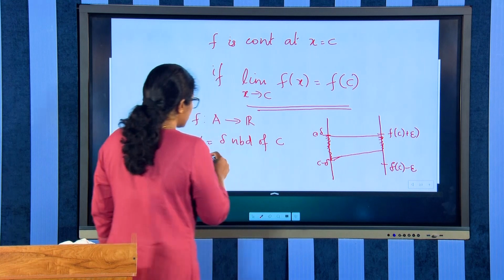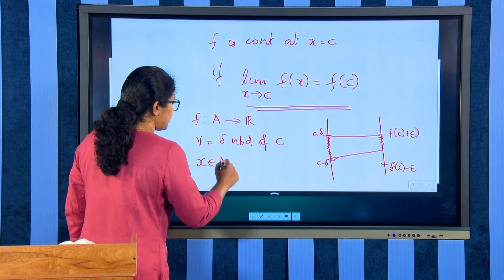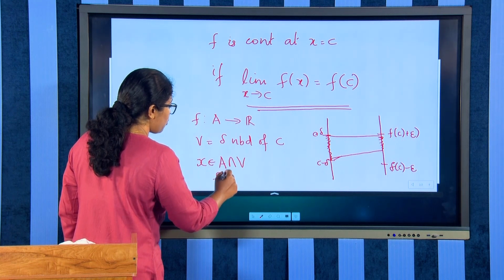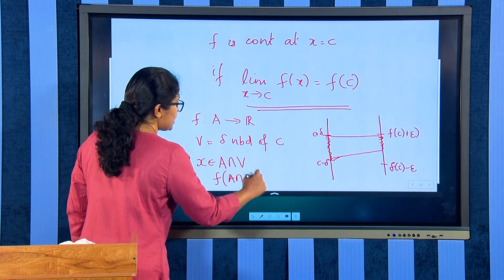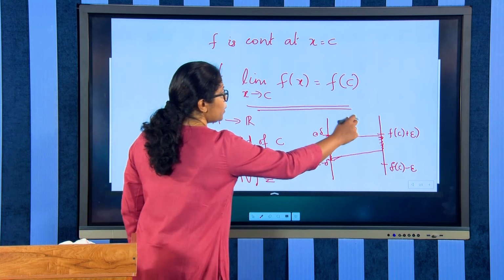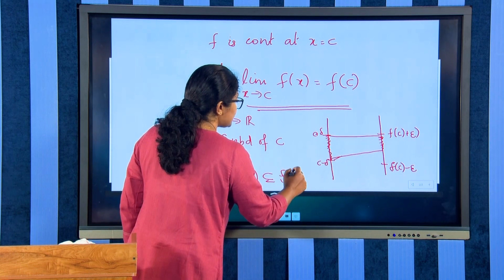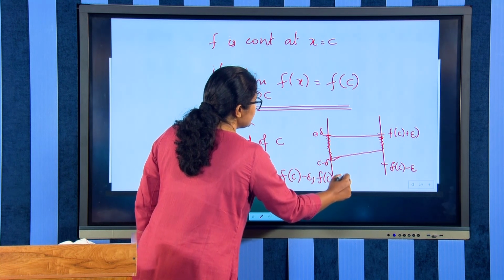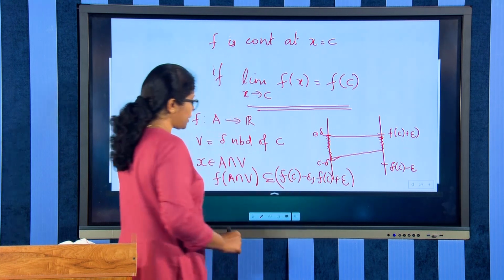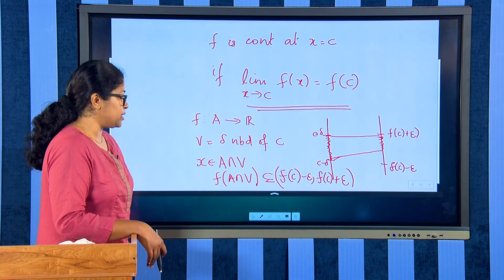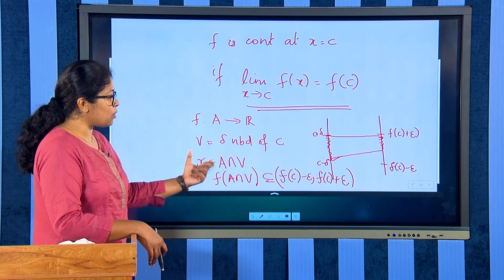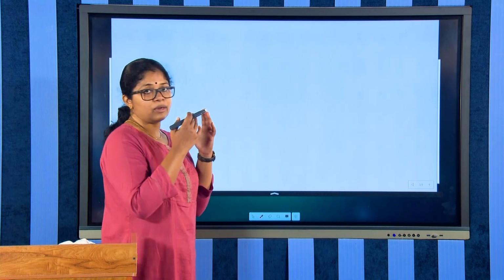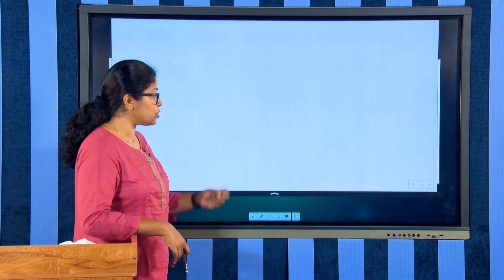Or we can say that whenever x belongs to A intersection V, the image f of A intersection V is a subset of the epsilon neighborhood of f of c, (f of c minus epsilon, f of c plus epsilon). This is the exact concept of continuity. Using this concept we can think of the proof of composition of functions.